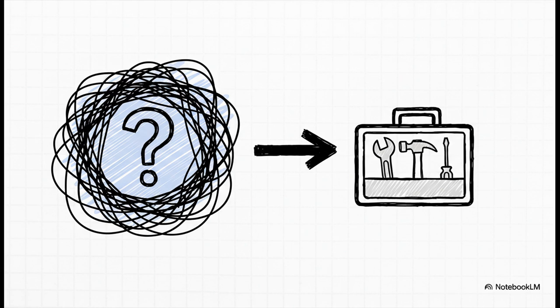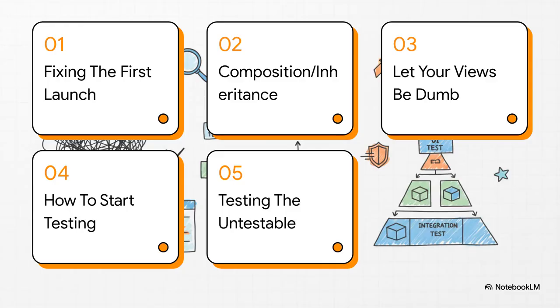We're going to walk through 5 super common traps you find in legacy code and give you practical step-by-step ways to start making things better, like right now. So, here's our game plan.